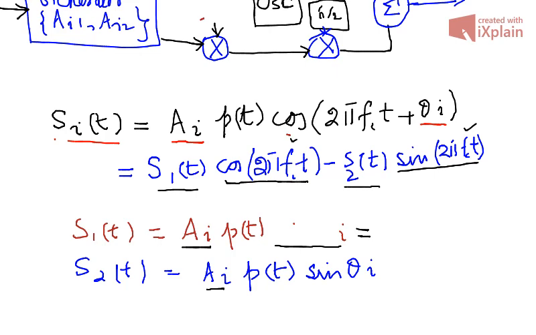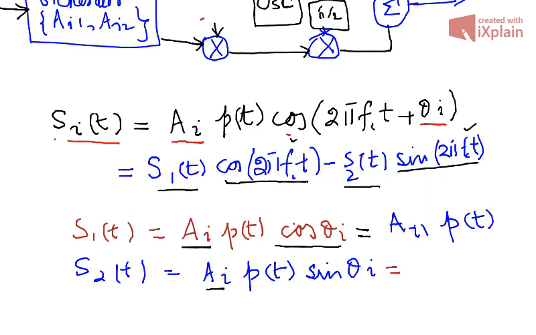So this is cos theta_i, right? So A_i cos theta_i and A_i sine theta_i, with p of t common in both. If we observe here, A_i cos theta_i is actually the coordinate of s_i over psi 1. We can write it as a_i1, and then it is multiplied by p of t.